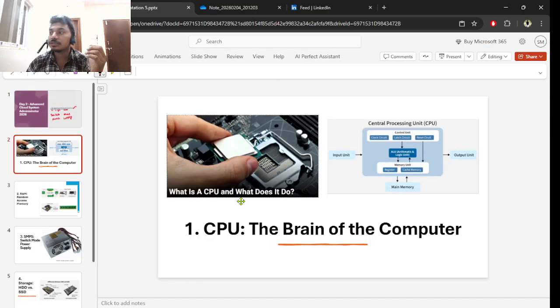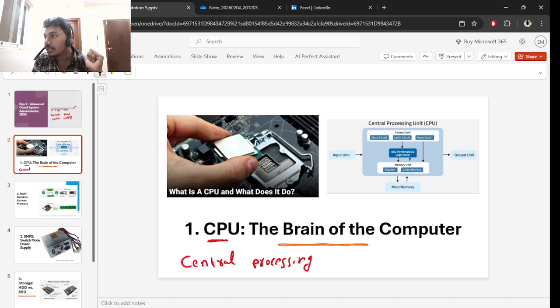So first the basics. CPU. The CPU is the brain of the computer. The first major component is the CPU, that is Central Processing Unit, which is the brain of the computer. Every task you perform is processed by this unit, that is the CPU.